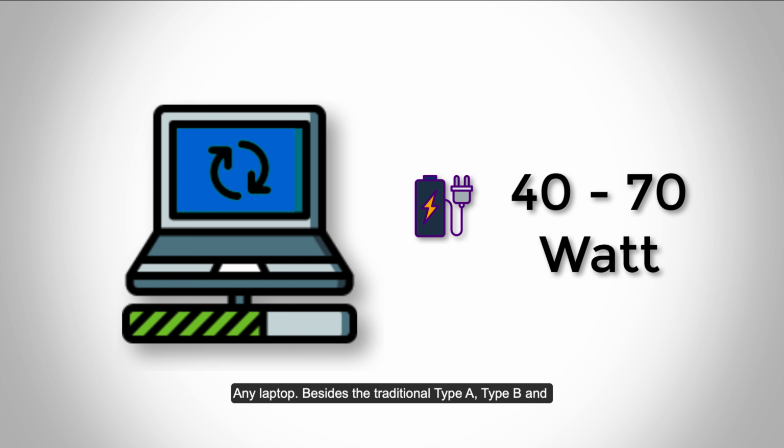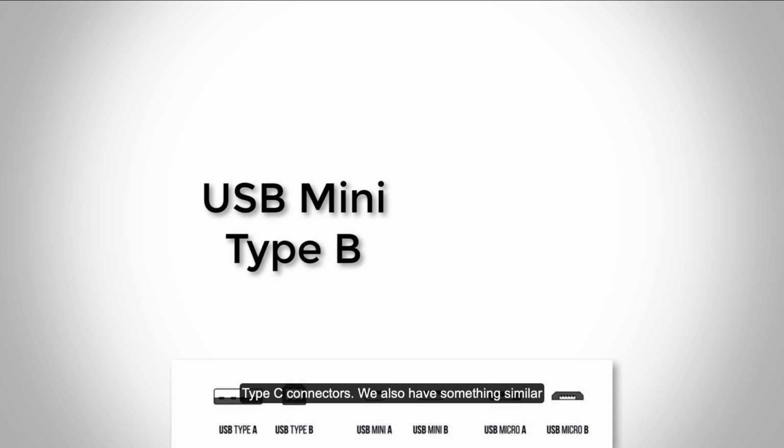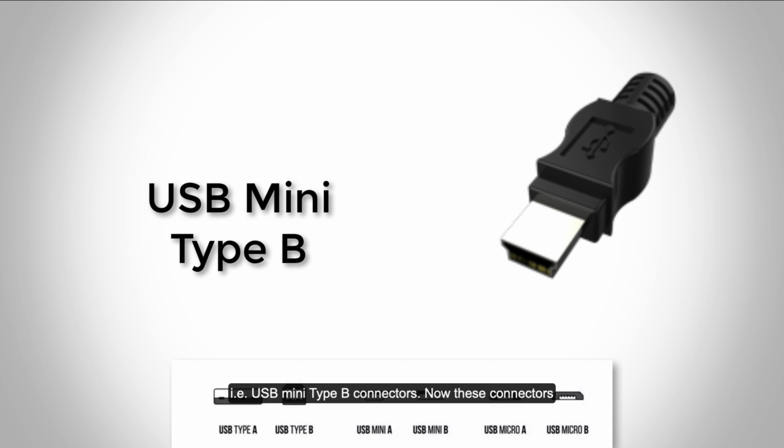Besides the traditional Type A, Type B and Type-C connectors, we also have something similar, that is USB Mini B connectors. Now these connectors are used on USB peripheral devices with a smaller form factor. The Mini B plug by default has 5 pins and includes an extra pin for OTG support, which allows mobile devices and other peripheral devices to act as the host.